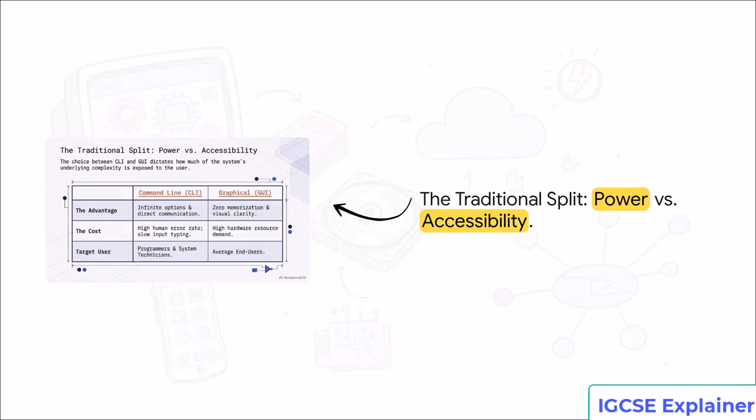The CLI gives you direct communication and takes up barely any memory space, but it comes at the steep cost of high human error. The GUI, on the flip side, eliminates memorization entirely, but for all that visual clarity, it demands massive hardware resources and a way more complex OS to operate. It is the classic tug-of-war between raw power and mainstream accessibility.